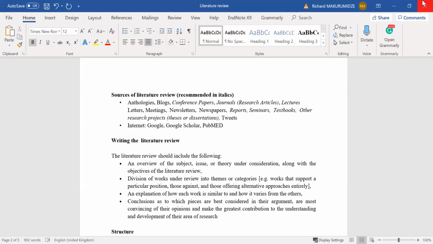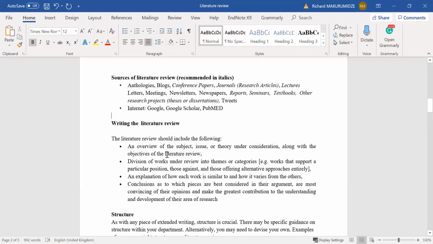As I said, Google will give you conference papers, journals, lecturers, books, textbooks, and you need to sift and make sure what you choose are scientific articles, and avoid taking things like tweets, newspapers, letters, whatever, because Google will give you anything. But if you're using Google Scholar, it will give you things which are more scientific.